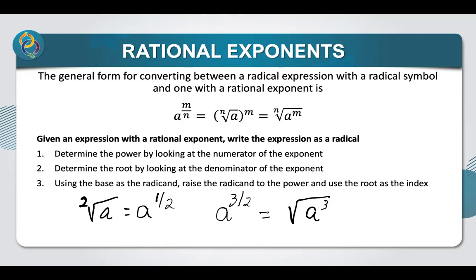So your numerator in that m over n is your power of your radicand. And the denominator is the index, or how you will be extracting the root.